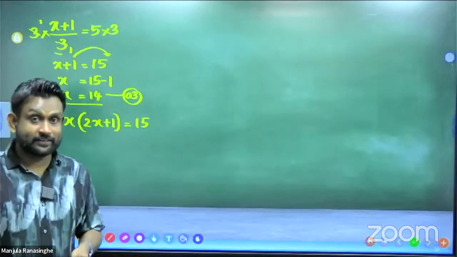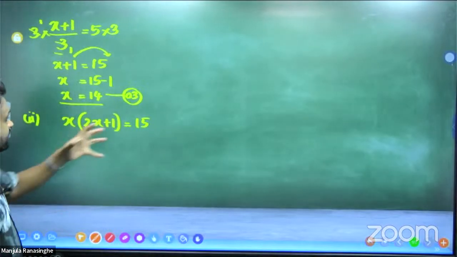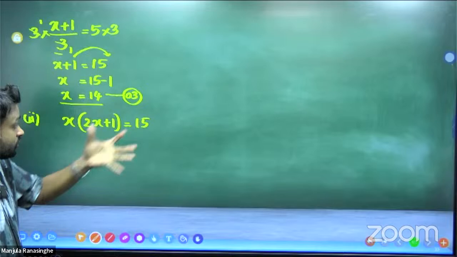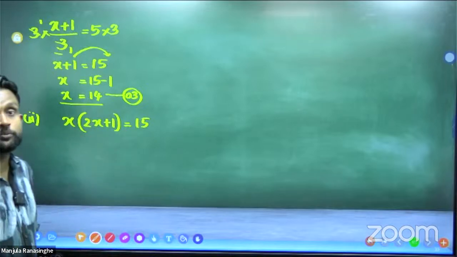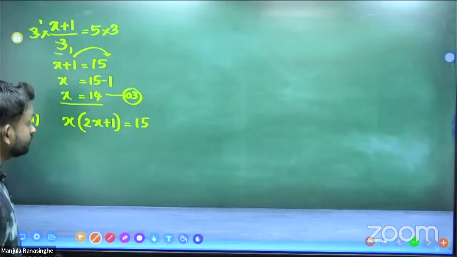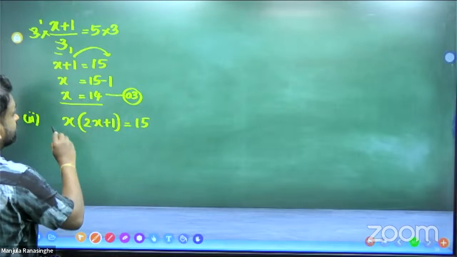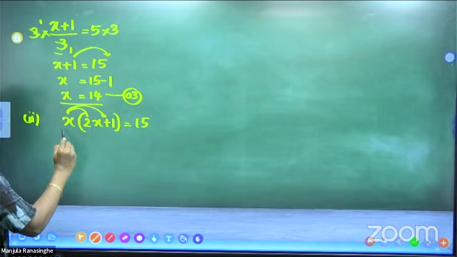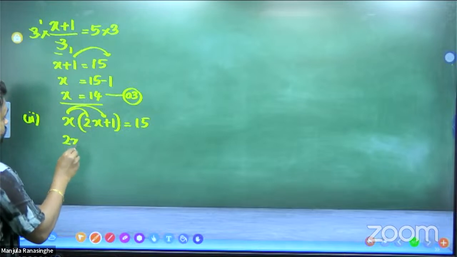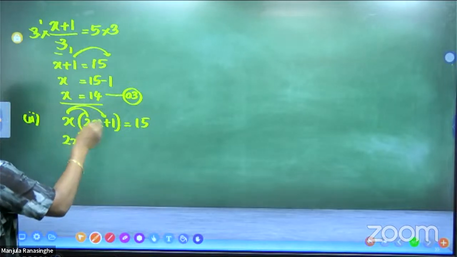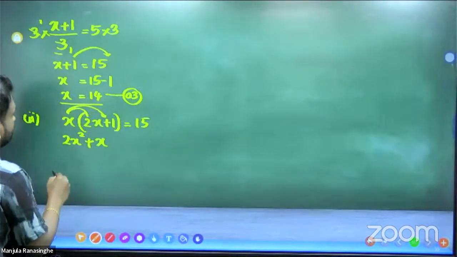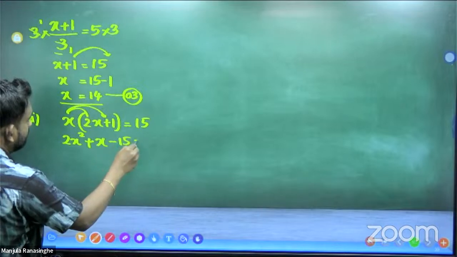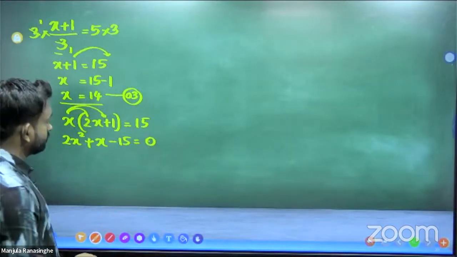No, it is not factorized, right? Here there are some numeric values, so it doesn't work as two products, right? So you have to bring this 15 here and simplify, right? Now remove the bracket. x into 2x gives you 2x squared plus x into 1, 1x. Then bring this 15 at the same time, minus 15 equal to 0.